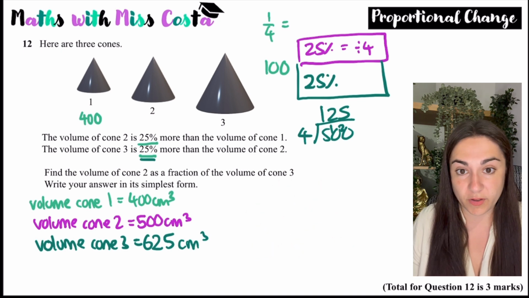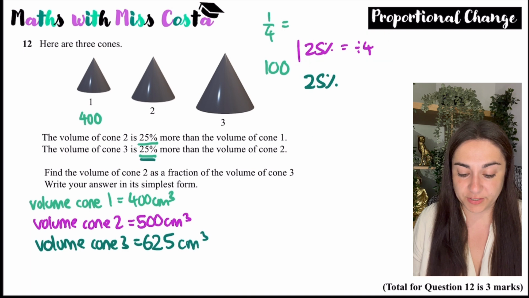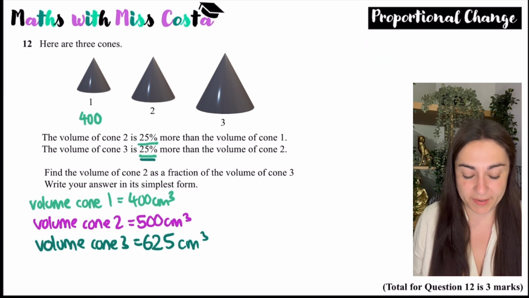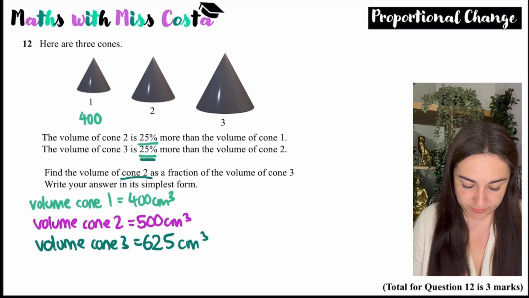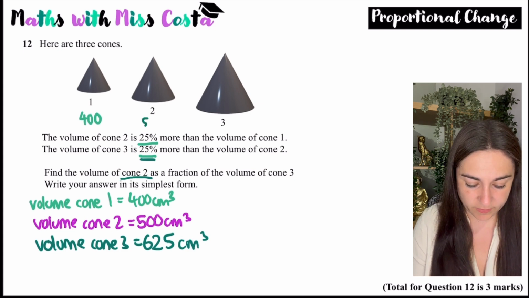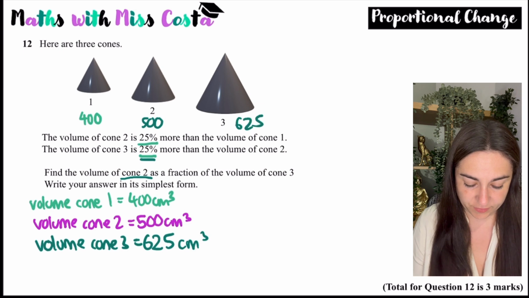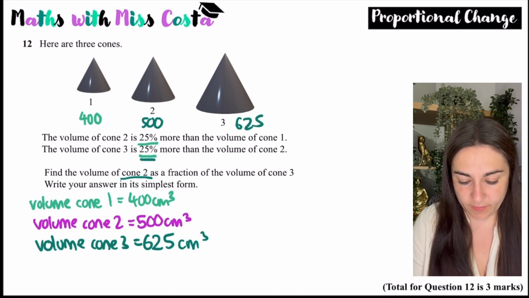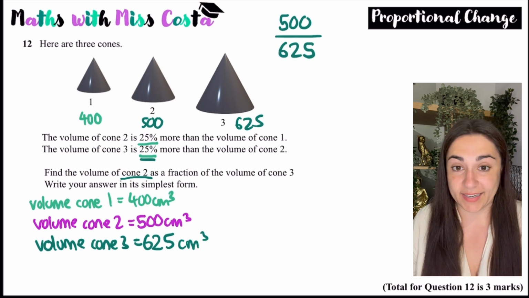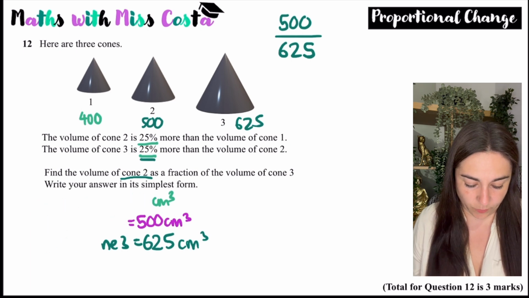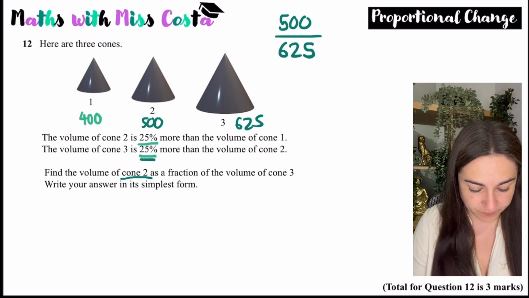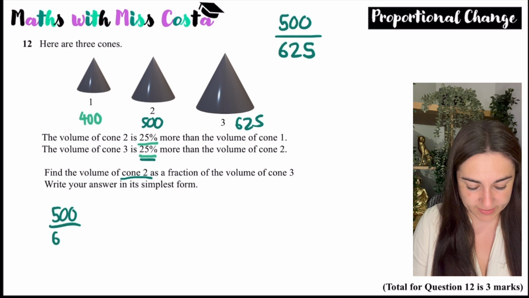I don't know what the volume of the cone is, but using equivalent fractions, it's going to be the same proportionally. So I need to find the volume of cone 2 as a fraction of the volume of cone 3. So cone 2 is 500, cone 3 is 625. So that would be 500 over 625. Then it says write your answer in its simplest form. So what I would do is simplify my fraction. So 500 over 625, I can start by just dividing by 5.